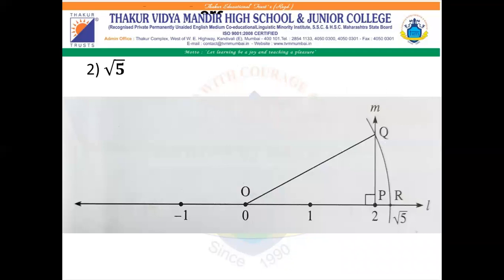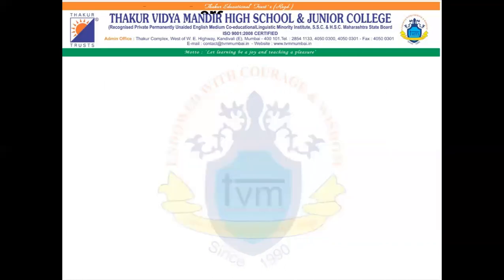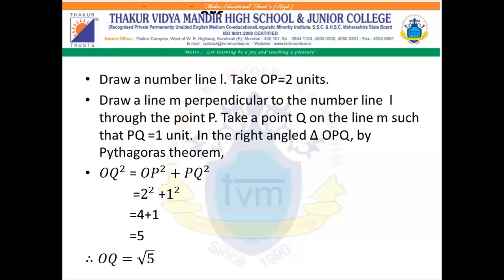Second question, root 5. To show the irrational number root 5 on a number line, first of all, draw a number line. Take OP equal to 2 units because the square root of 5 lies between 2 and 3. Then draw a line M perpendicular to the line L through the point P. Take a point Q on the line M such that PQ is equal to 1 unit.